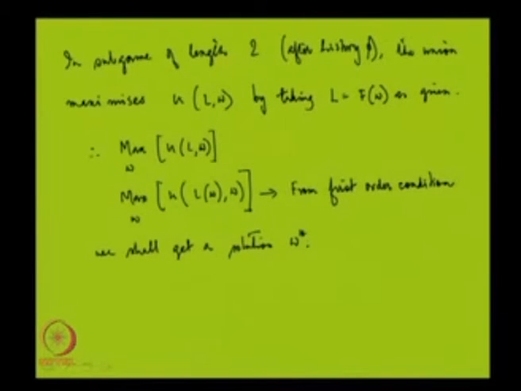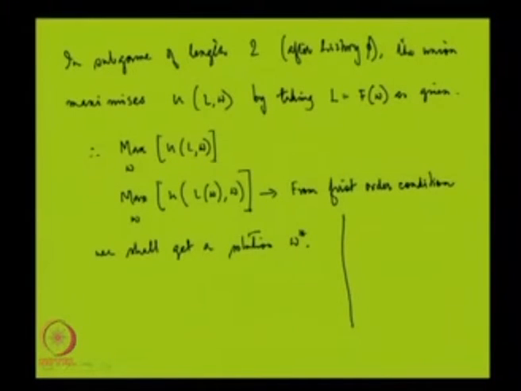So, this is how it is done. First, L is expressed as a function of W, then that relationship is taken by the union and used to maximize its own utility. So, this is the thing in terms of mathematics, but diagrammatically how does it look?